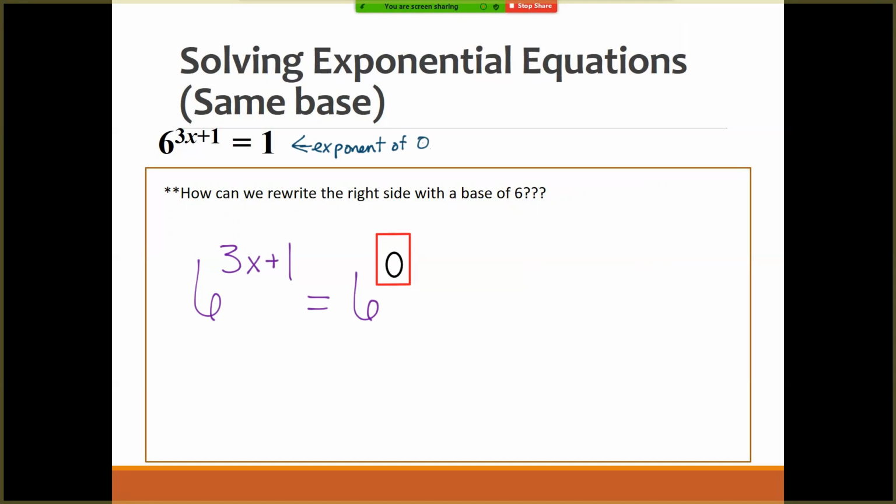So really keep in mind that anytime you have 1, you're going to use an exponent of 0 with whatever base you want. It doesn't matter the base. I could change that to any base I wanted. We picked 6 because the left side had a base of 6, and now my bases match. Since my bases match, I can set my exponents equal to each other. 3x plus 1 equals 0. Subtract 1 from both sides, so 3x equals -1. Beside it, divide it, and x equals -1/3.